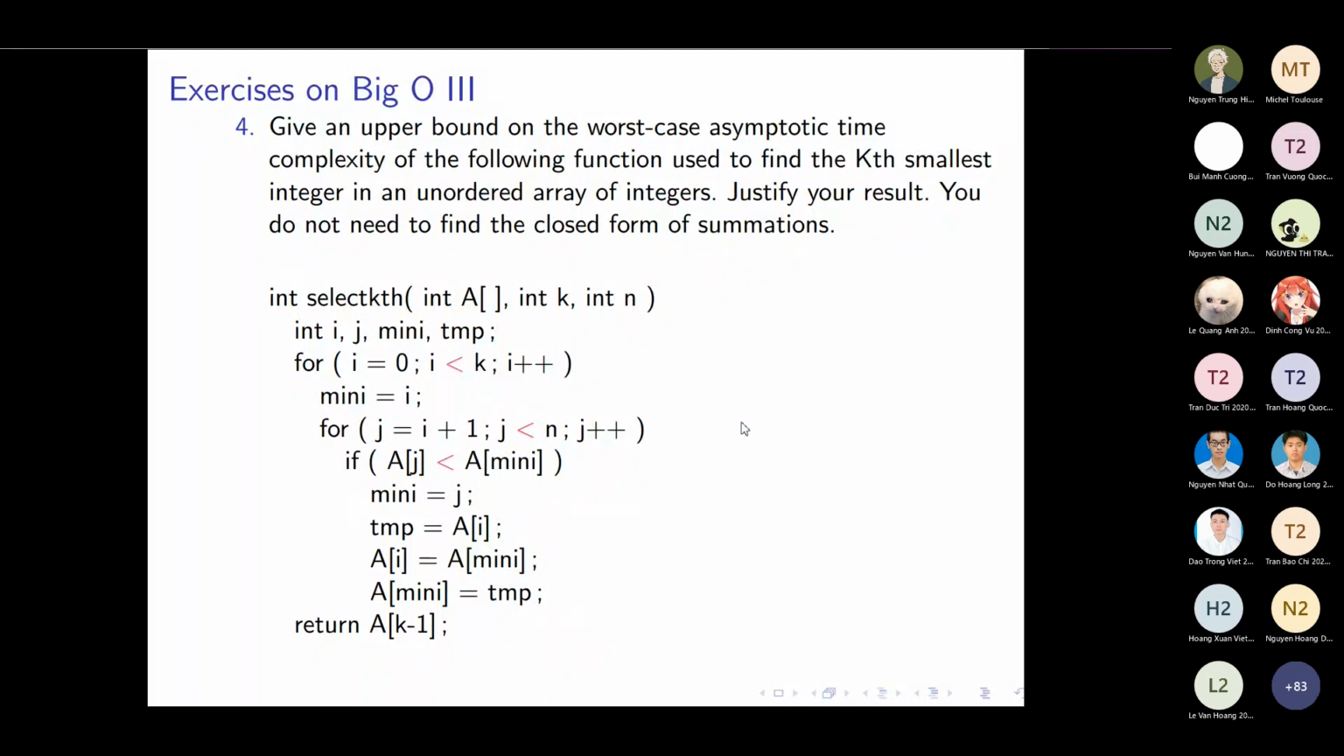The execution times of the second for loop in the worst case is n squared minus n over 2. So the big O notation is n squared. Wait, n squared minus n over 2? Can you explain that again? I didn't catch it. Wait for me for a minute.